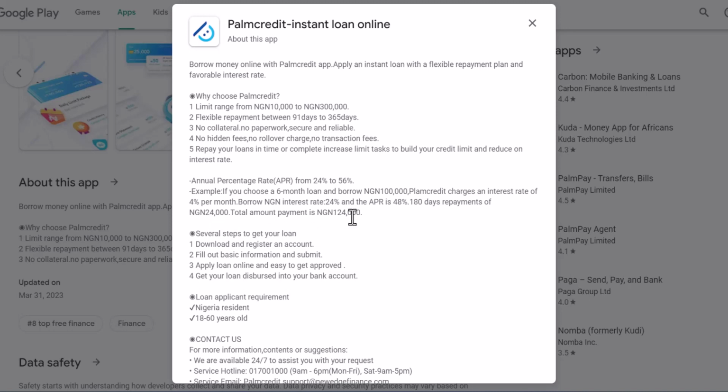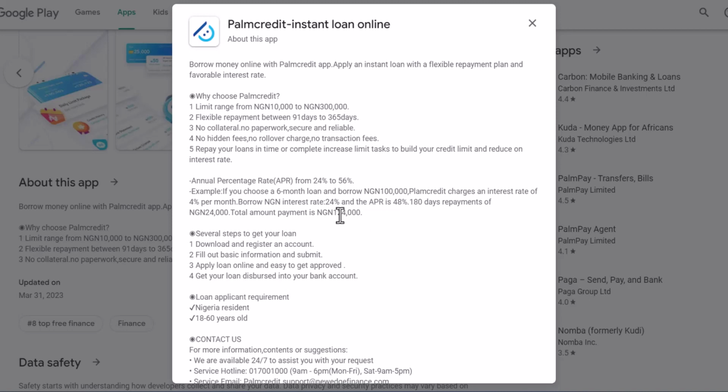So 180 days repayment due will be 24,000 naira, and the total repayment, which of course you'll be paying back, is 124,000. Which means in 6 months you'll be paying 24,000, and let's say in 3 months you'll be paying around 12,000 naira. If you have to compare it with Tloan, it's likely to be the same rate or probably a little higher than Tloan.